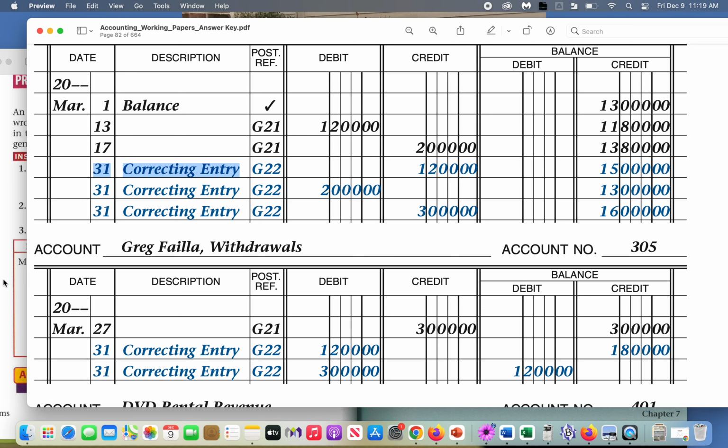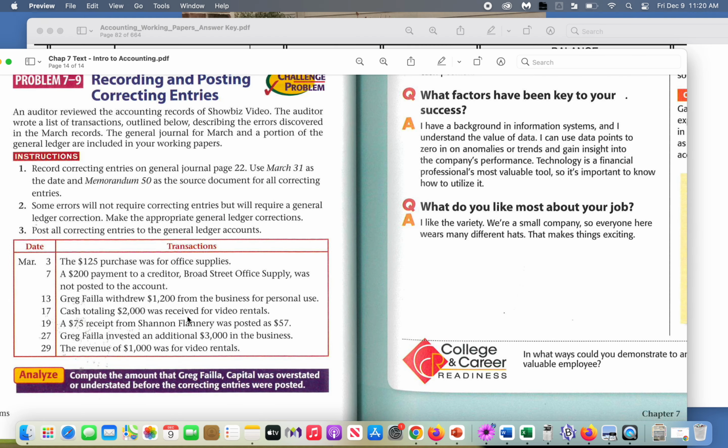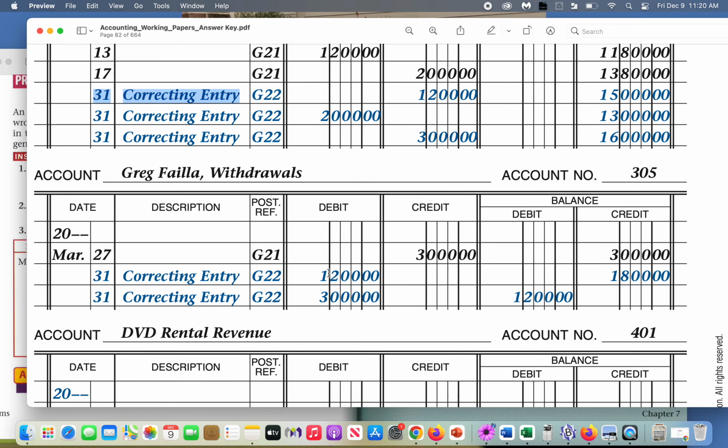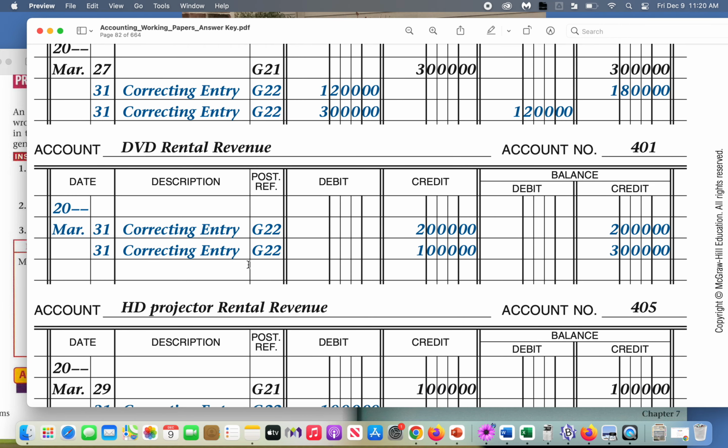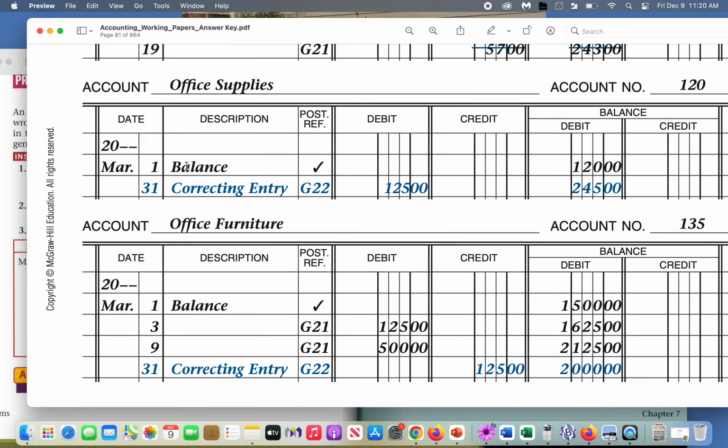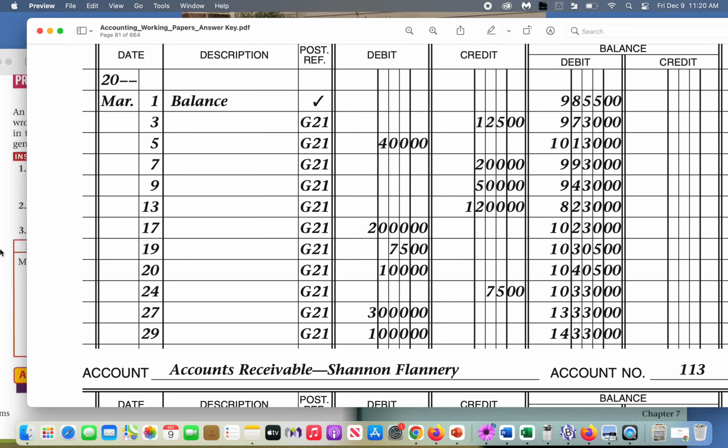Okay. Cash totaling $2,000 was received for video rentals. March 17, cash totaling $2,000 was received for video rentals. If you can see, we have DVD rental revenue and HG projector revenue as our two accounts. So let's find out what's going on here. I already forgot the date. 17th, sorry.